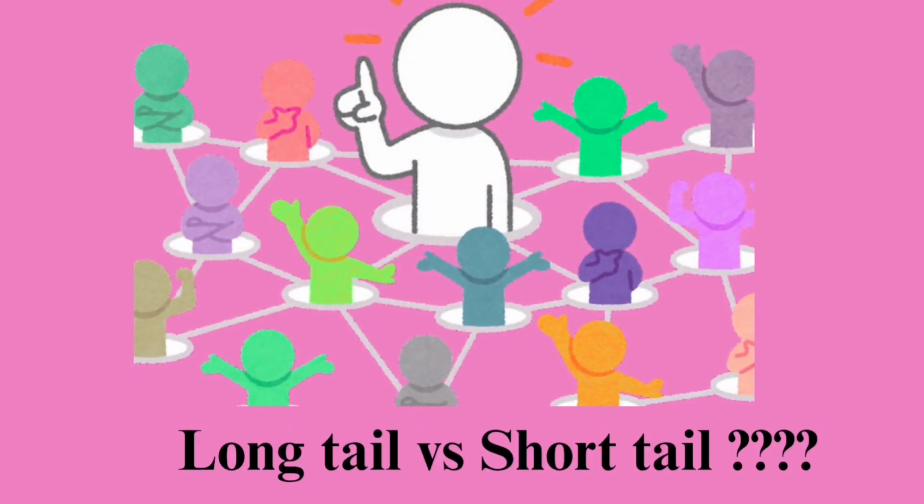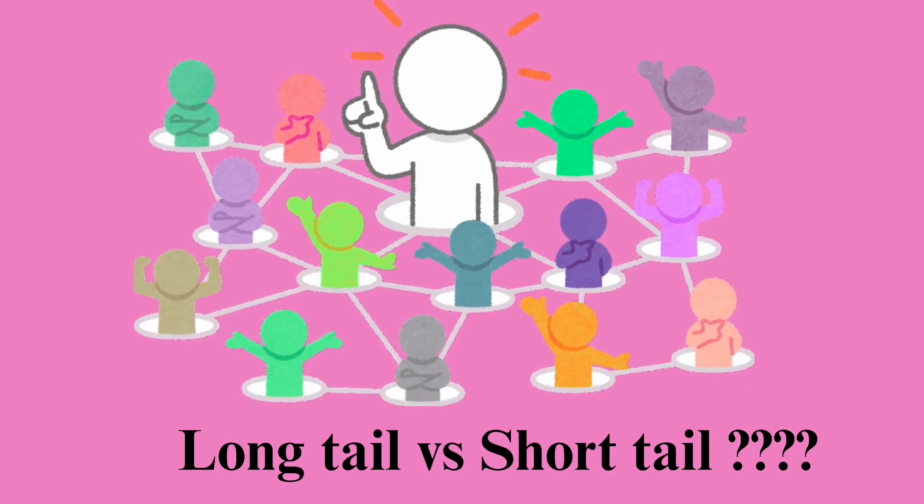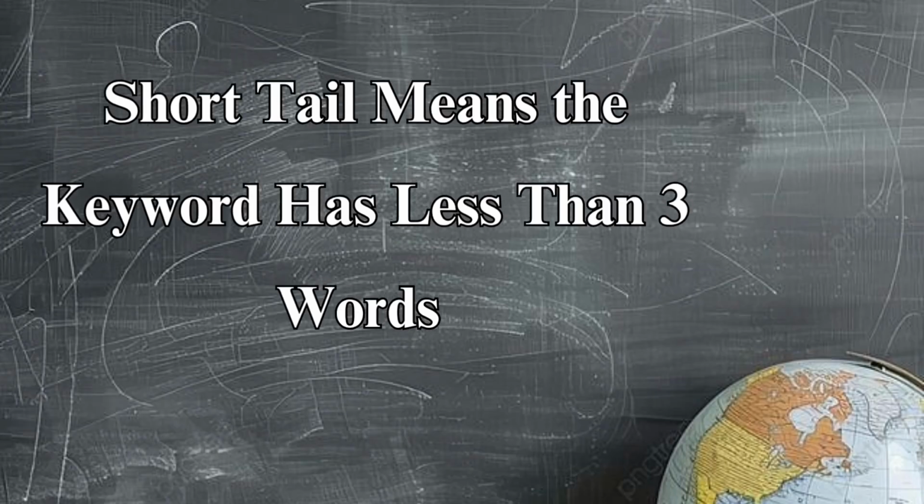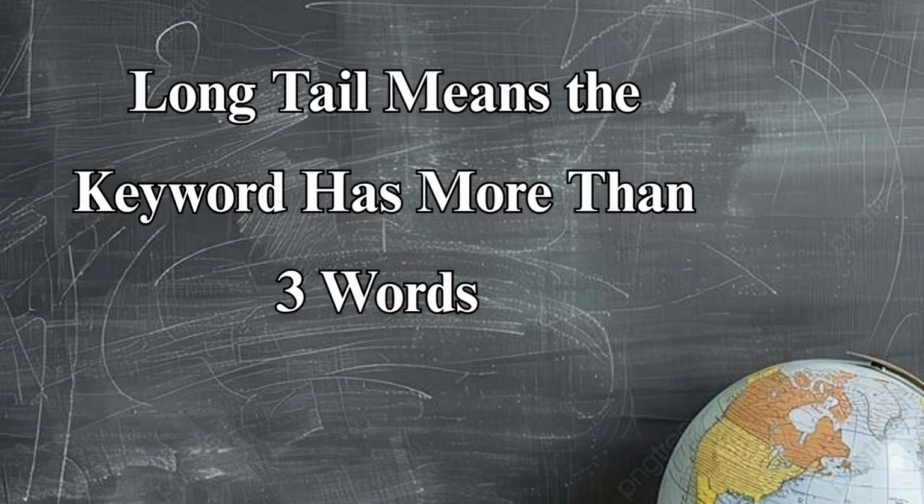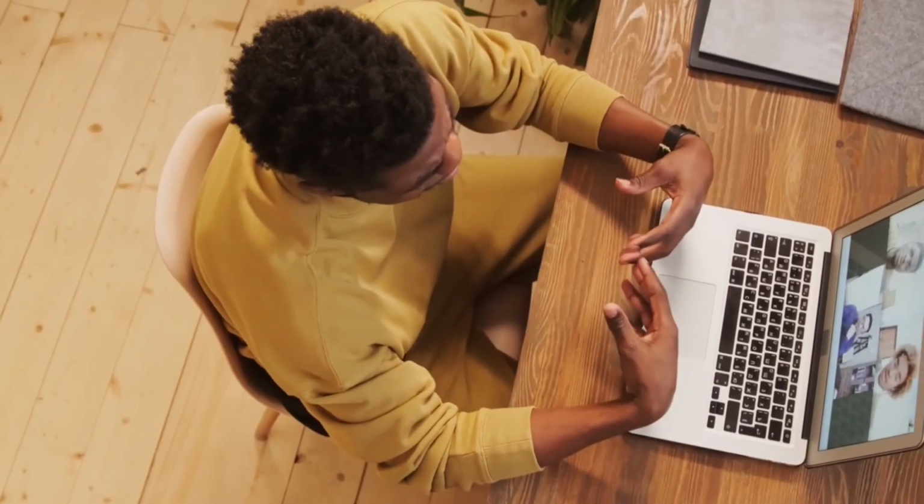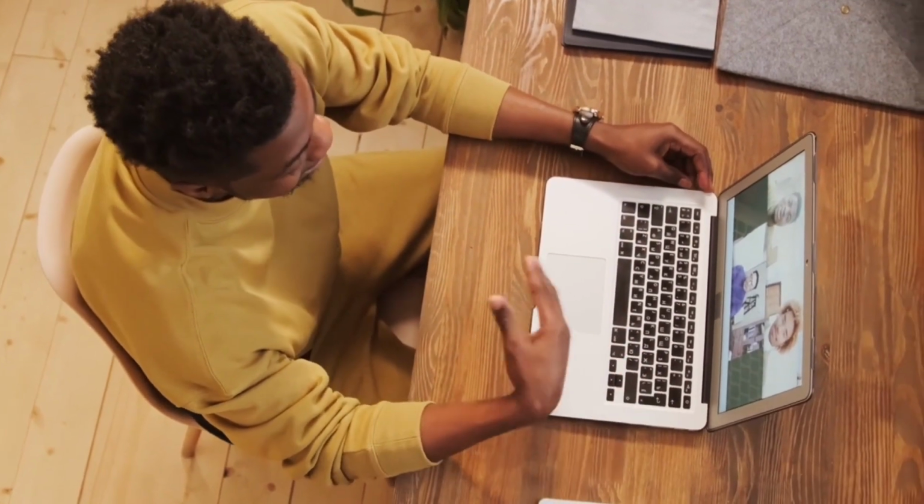If someone asks you what are short tail and long tail keywords, and you answer that short tail means the keyword which has less than 3 words, and long tail means the keyword which has more than 3 words. If you have this answer, then watch this video till the end because in this video I'm going to explain the actual difference between long tail and short tail keywords.